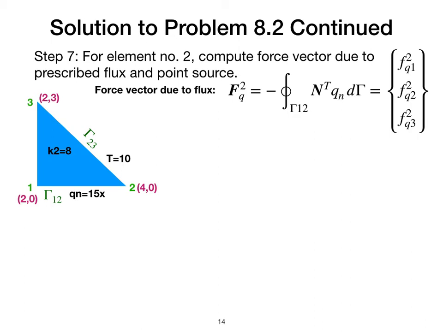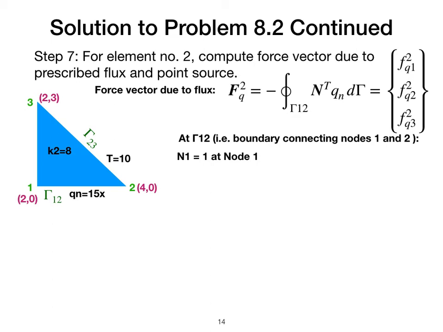Let's assume the final value of this force vector is a vector containing F2 q1, F2 q2 and F2 q3. In order to calculate these force components, we require shape functions, that is n1, n2, n3 at the boundary gamma 1 2. So let's see how the shape functions behave at gamma 1 2.